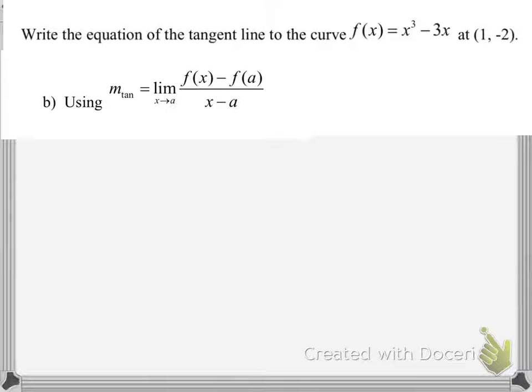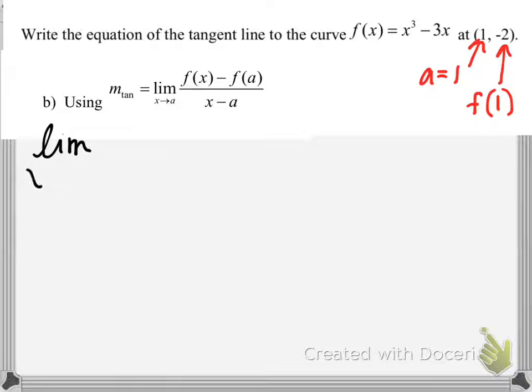Now, for part B, we want to complete this exact same problem again, but we want to see how it will differ if we use this second limit definition for finding the slope of the tangent line. So, beginning the same way, we first identify our a value. So a is still equal to 1, and the output here would be the value f of 1. So f of 1 is equal to negative 2. And we'll begin by just substituting in our a value.